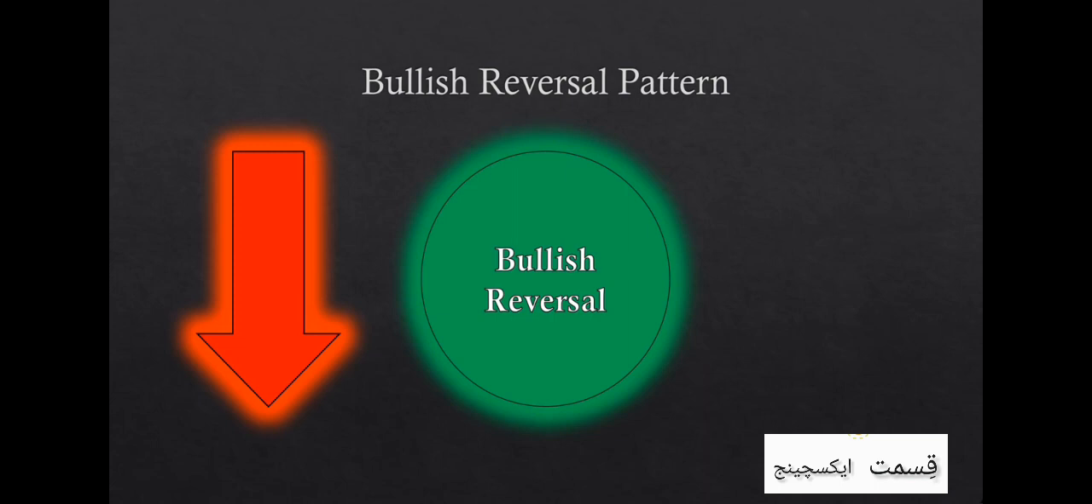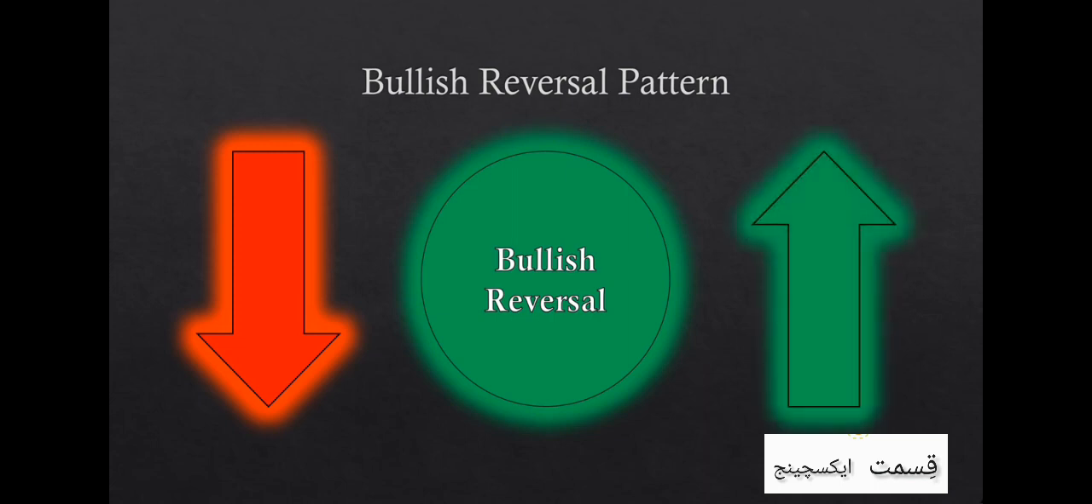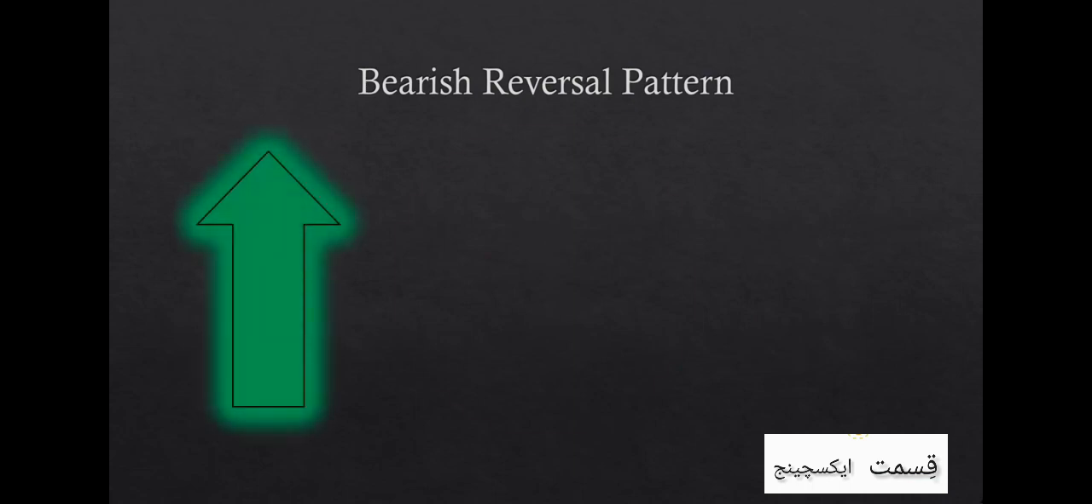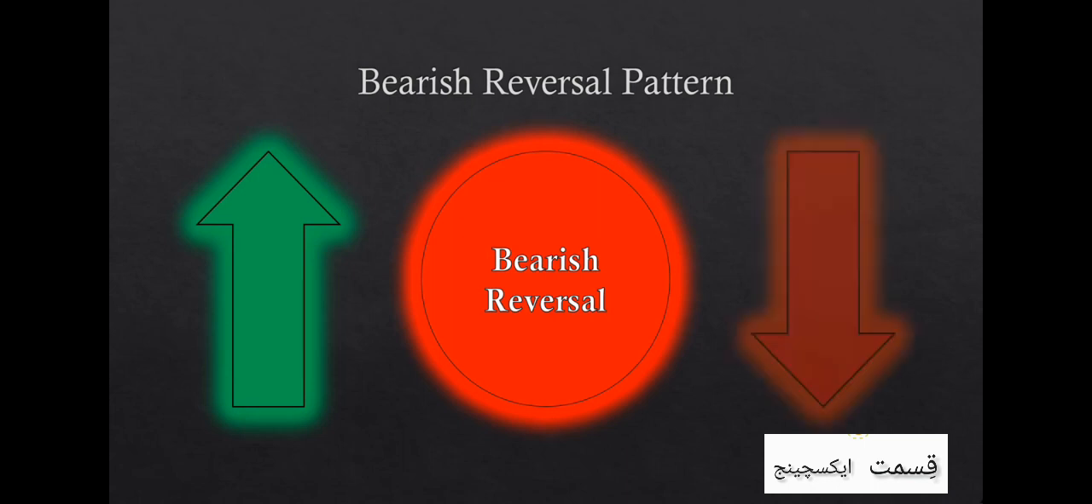In a bullish reversal pattern, it means that price will be going down, then a specific pattern will appear to signal a reversal to the upside. In other words, the bullish reversal pattern signals that price will go up immediately after the pattern. Conversely, in a bearish reversal pattern, it means that price will be going up, then a specific pattern will appear to signal a reversal to the downside.